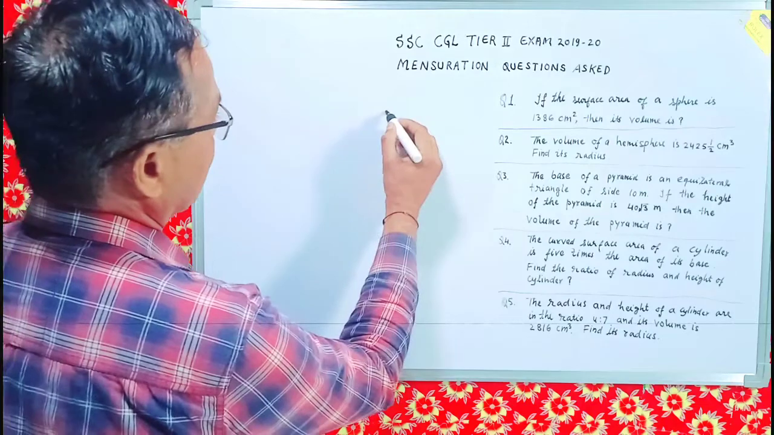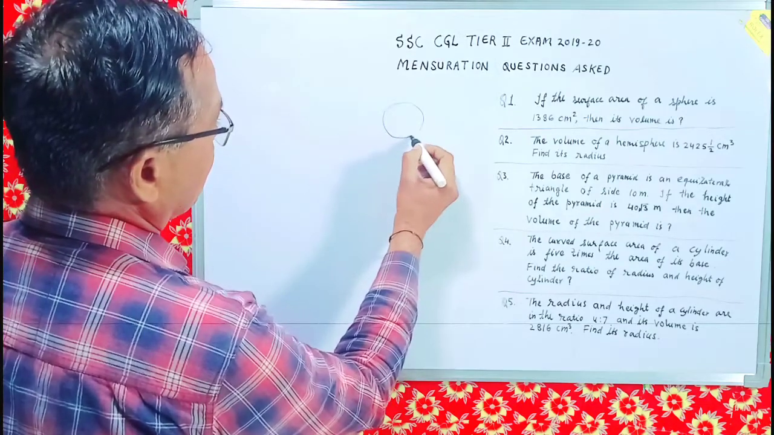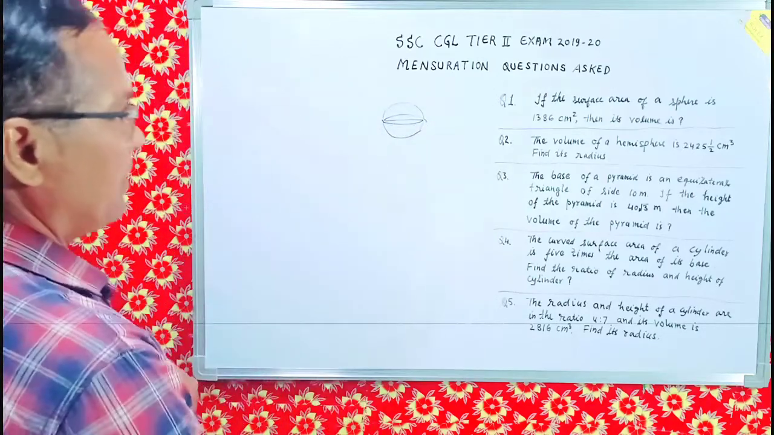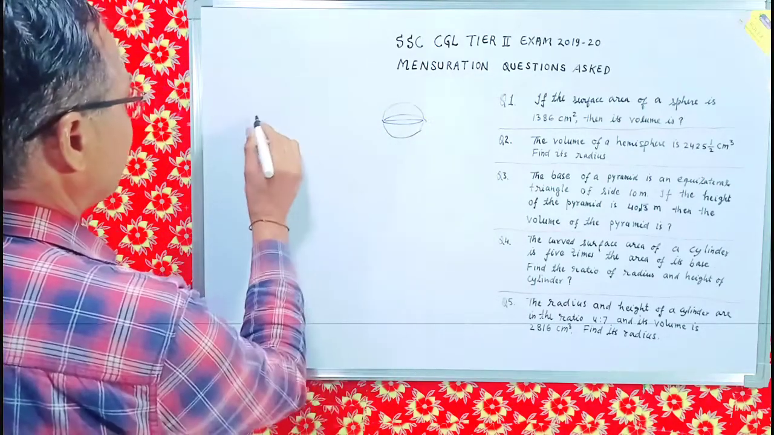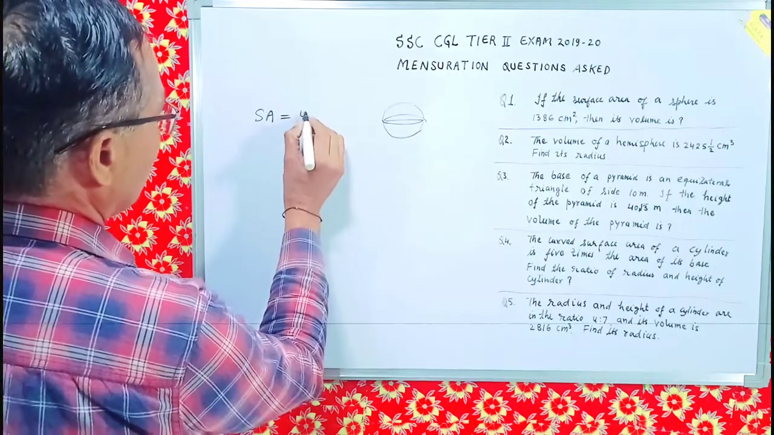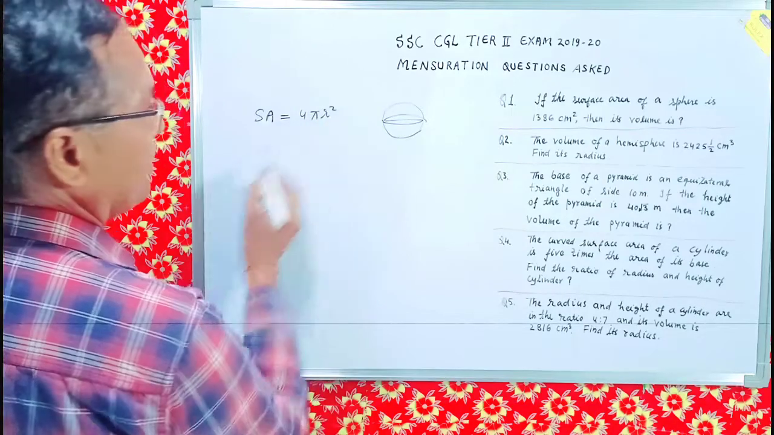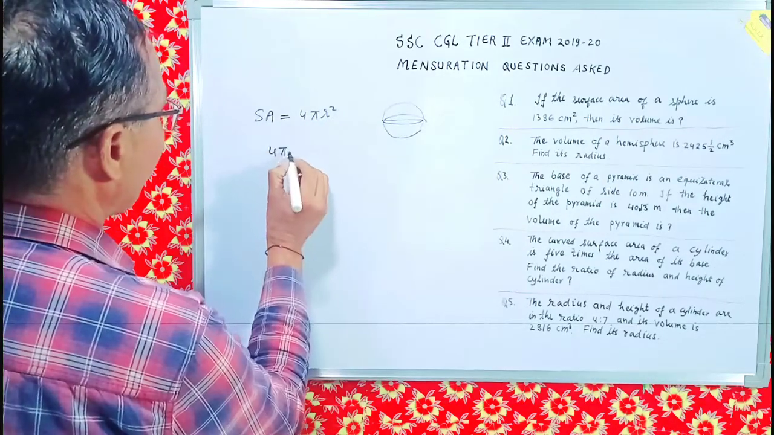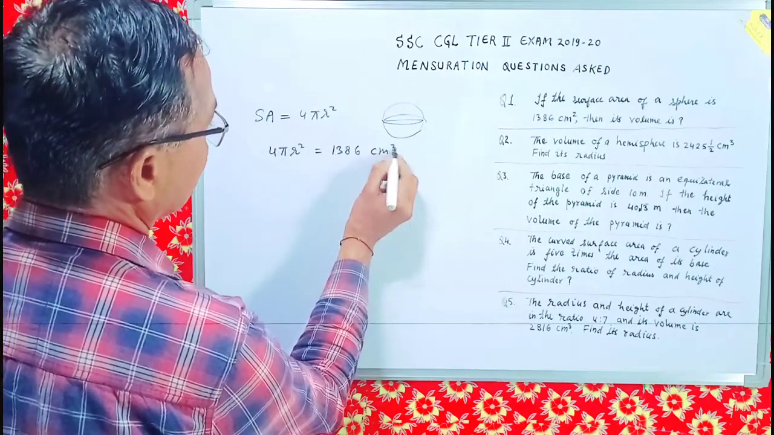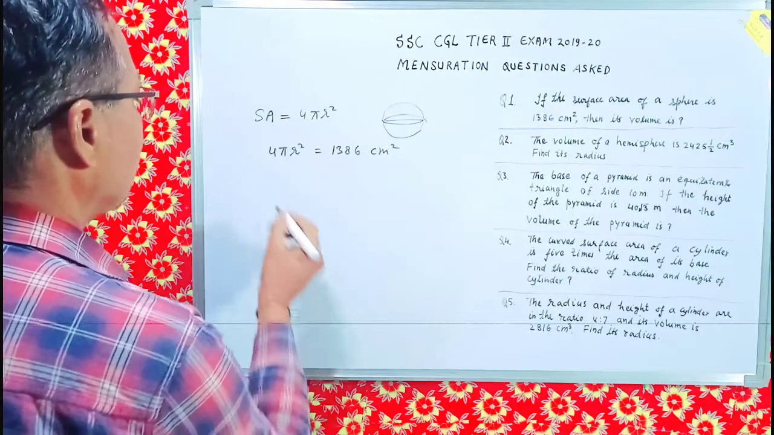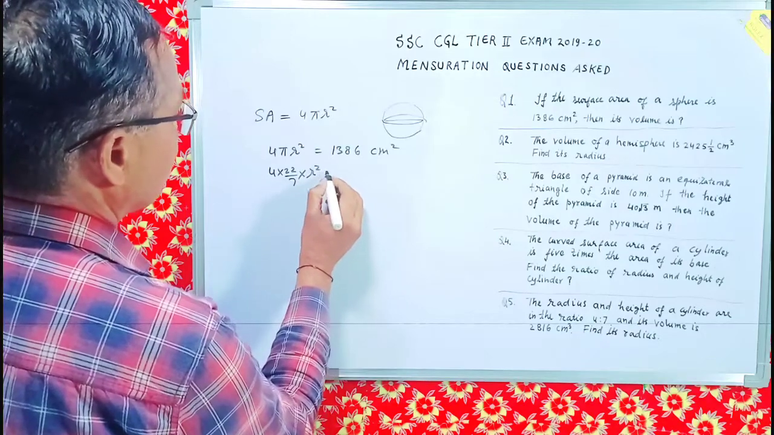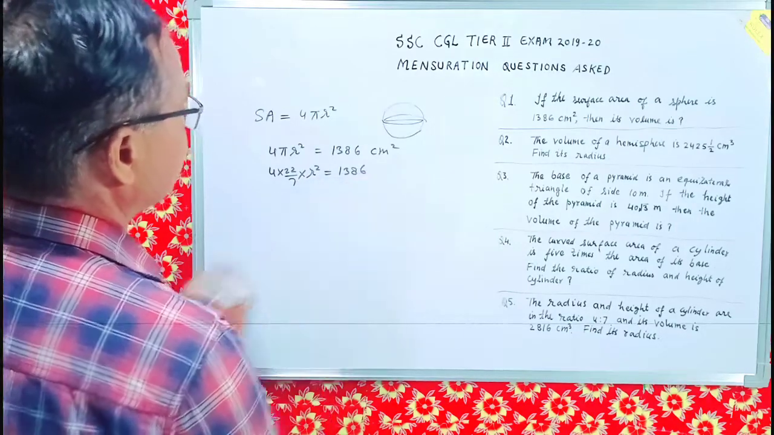Surface area. This is our sphere, and in the sphere, surface area of sphere is equal to 4 pi r square, and this value of 4 pi r square is equal to 1386 square centimeter. Now we can write it as 4 into 22 by 7 into r square equal to 1386.